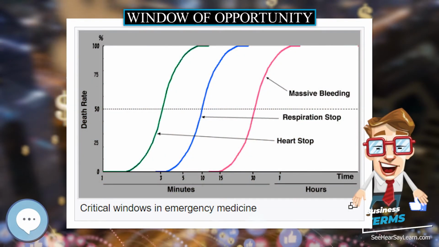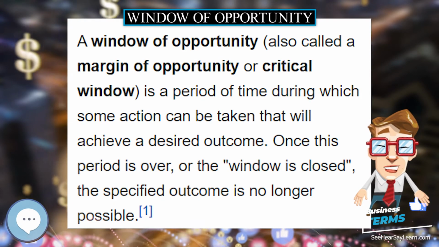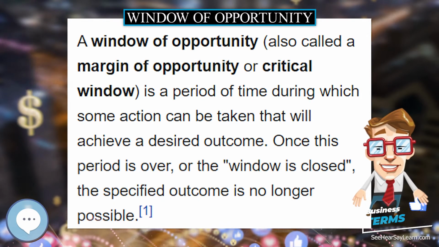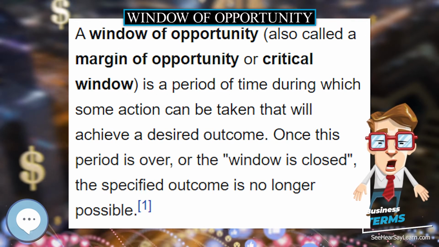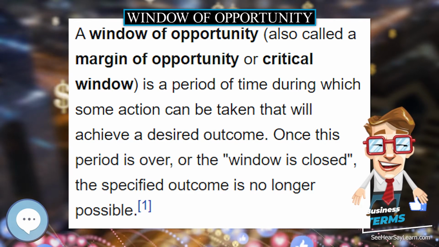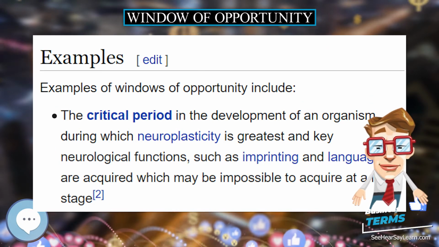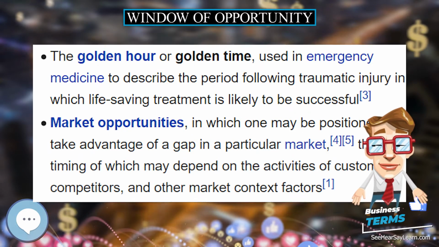Window of opportunity. A window of opportunity, also called a margin of opportunity or critical window, is a period of time during which some action can be taken that will achieve a desired outcome. Once this period is over, or the window is closed, the specified outcome is no longer possible.